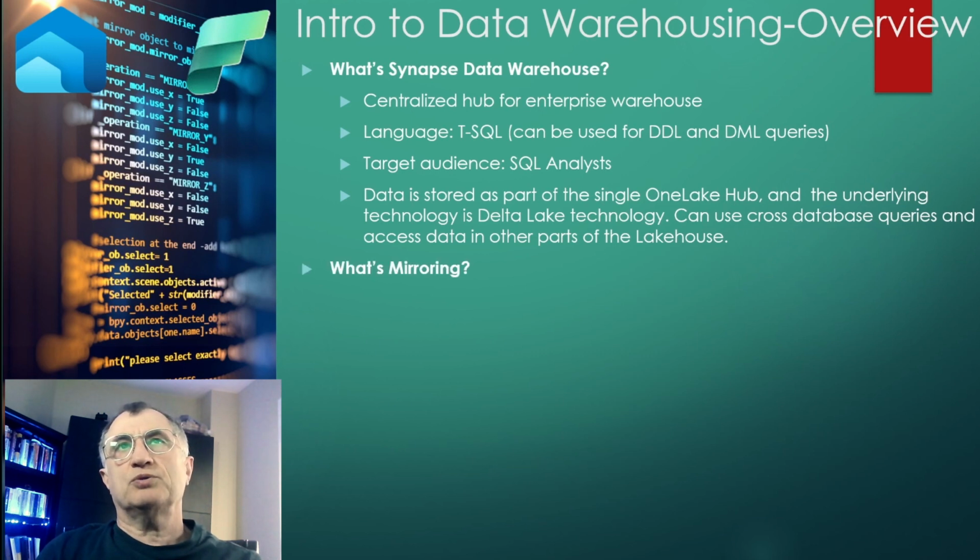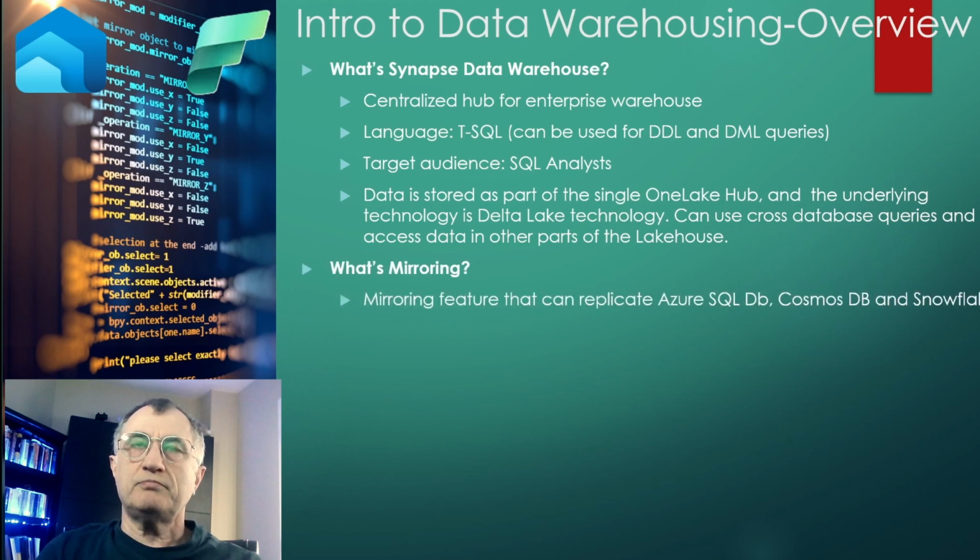So let's talk about the mirroring feature. A mirroring feature allows you to bring in external data like Azure SQL database, Cosmos DB, and Snowflake. Great news is that it only requires a few configuration steps, and you don't need to create any ETL code or pipelines. So once replication is established, it will always bring up-to-date data to the data warehouse.